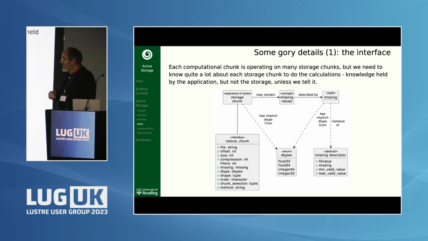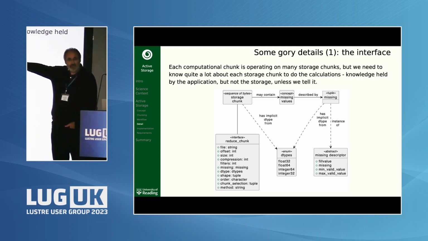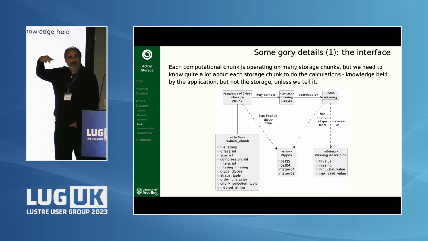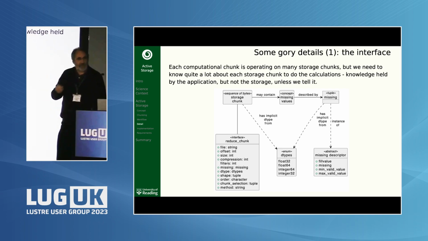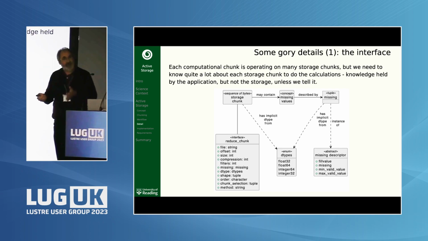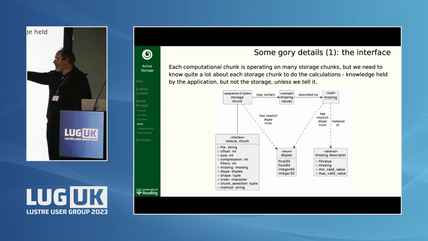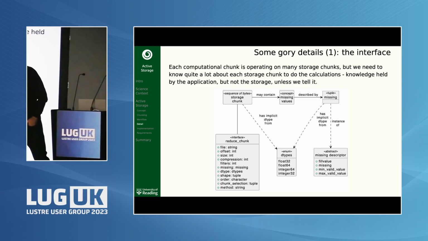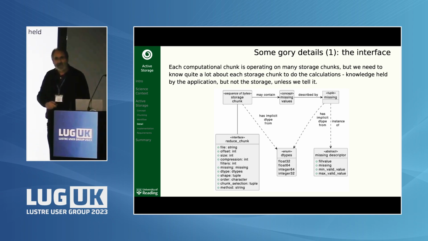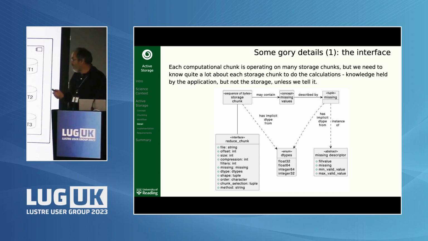There's a bit more complicated stuff going on here. The storage chunk might have some missing elements. For example, if it's the UK in that storage chunk, then that's fine. But what if I'm interested in the ocean, right? Then clearly the land's going to be missing. So there are all sorts of things about missing, and there are other things to worry about, byte order and stuff like that, and what kind of compression I did. And I'll give you a better example of that in a minute.